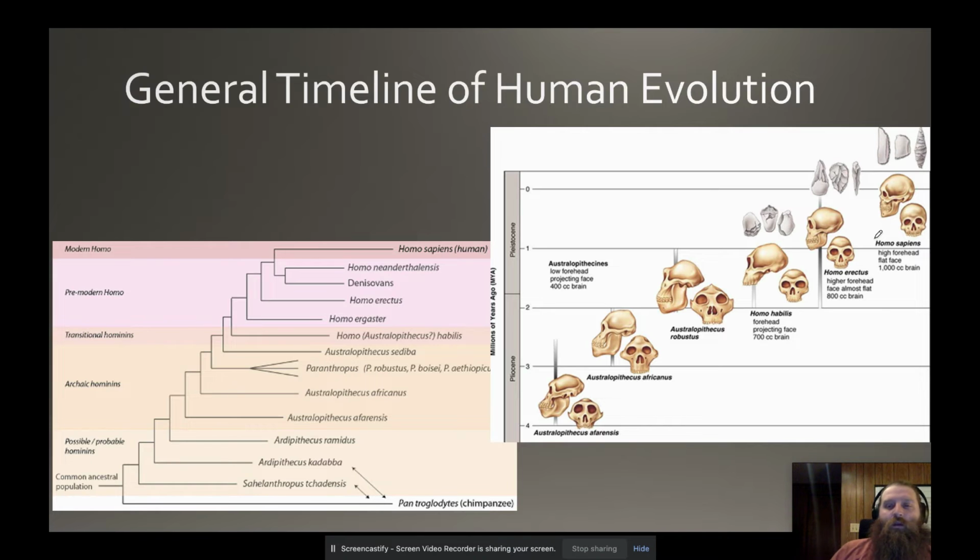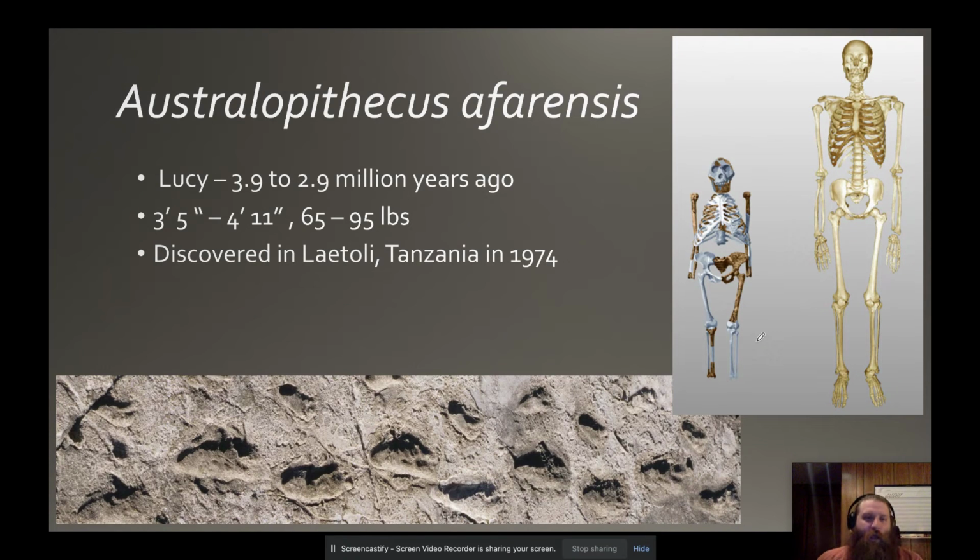Now, if we start here with a general timeline of human evolution, if we look at the picture here, we're going to start with Australopithecus afarensis, and we're going to move this direction to today. And we do find tools, starting with Homo habilis, and he is the first of the Homo species that we're going to look at. They're the Homo genus. So let's look at Australopithecus afarensis.